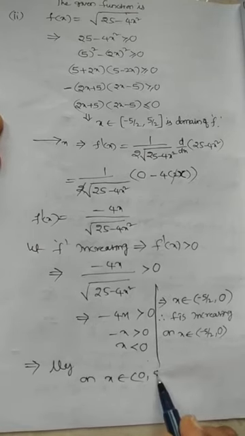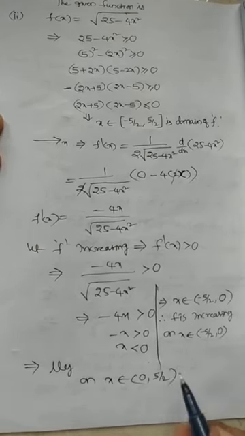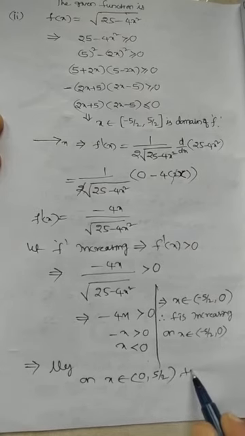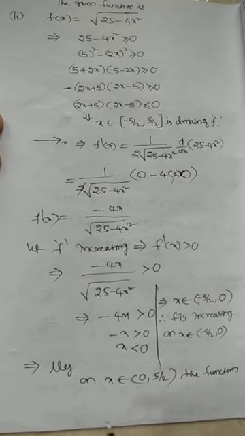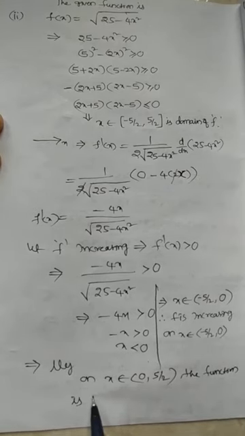Zero to 5 by 2. The function is decreasing.